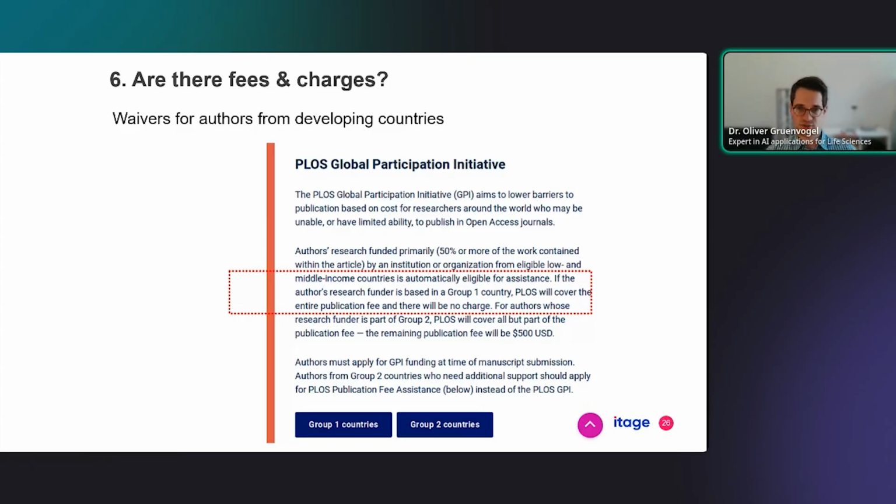And this especially holds true depending on where you are. Many open access journals have initiatives for global participation. They'll have low and middle income countries, sometimes reduced fees and waived fees. So check this documentation on the journal websites as well, whether there are exemptions, whether there are waivers for fees that might be applicable to you. Always depends on where you are, where you're working, but this can be a way to reduce the fees.